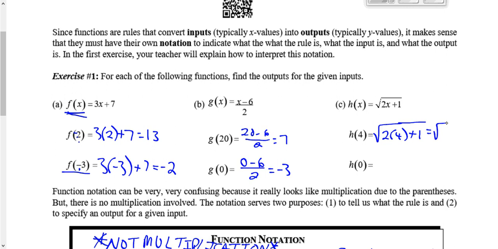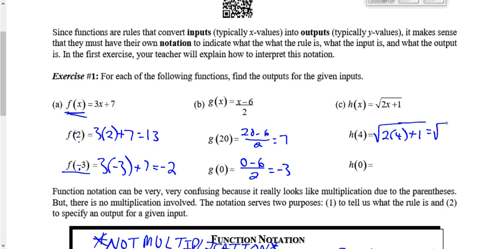Square root is the opposite of squaring. What's 3 squared? 3 times 3, 9. So the square root of 9 is 3. What's 5 squared? 25. So the square root of 25 is 5.